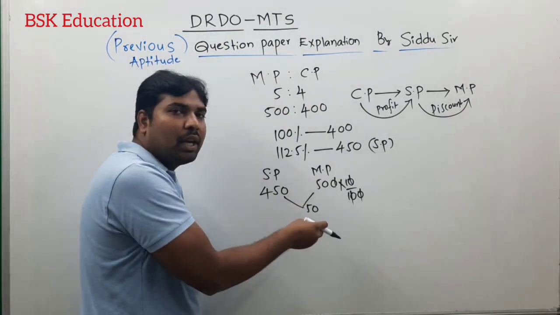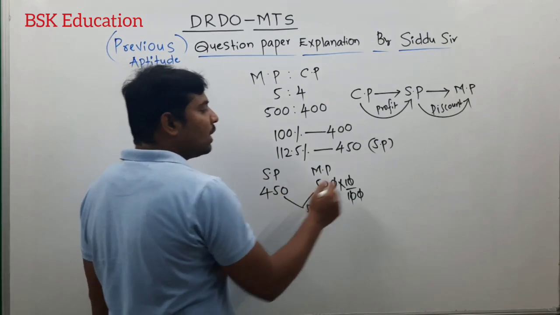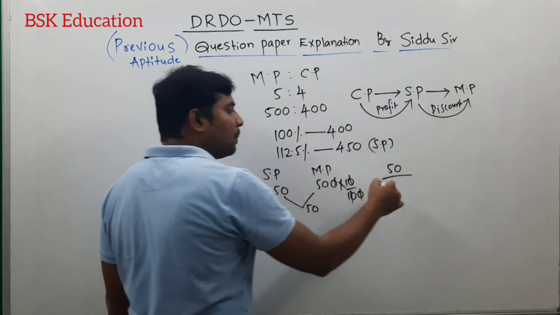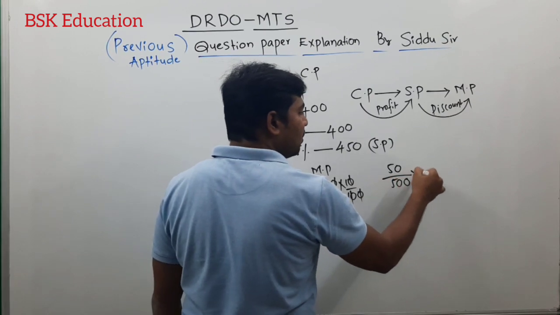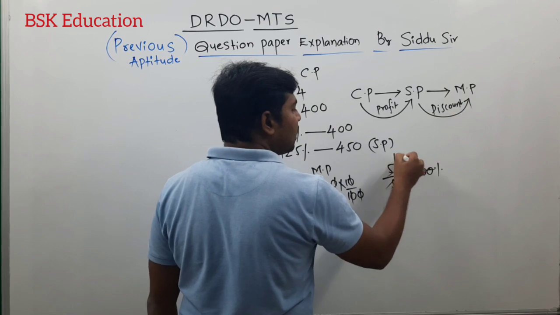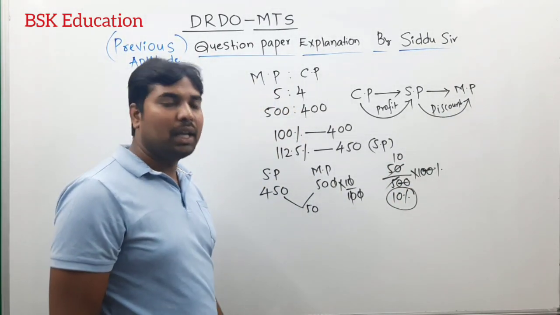Sir, how is 10% calculated directly? This is simple. 450 to 500 is a difference of 50. 50 is calculated on 500 rupees, so 50 over 500 into 100 percentage. The zeros cancel. 5 ones are 5, 5 tens are 50. So discount is 10 percentage.